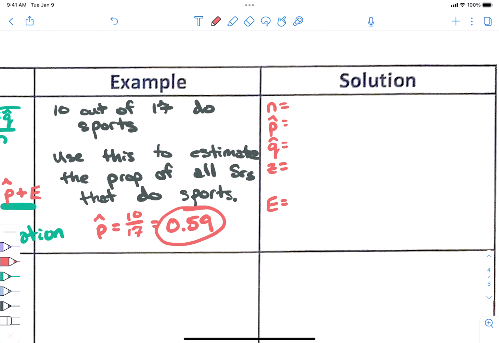Okay, what's N going to be? 17. That's my total number in my sample. P hat we just found was 0.59. Q hat is 1 minus that, so 0.41.